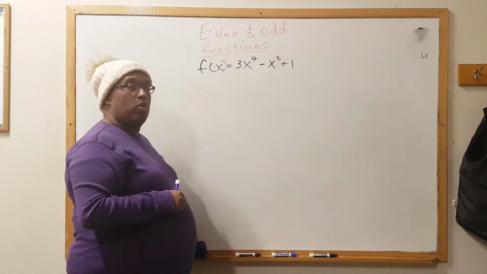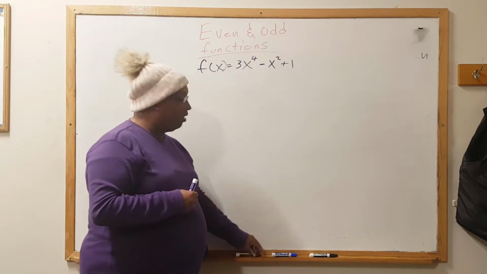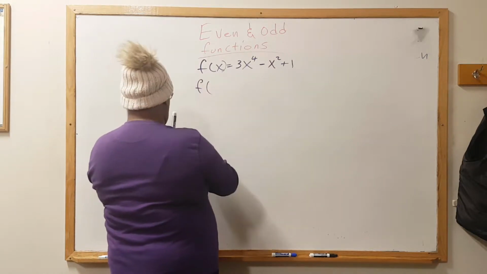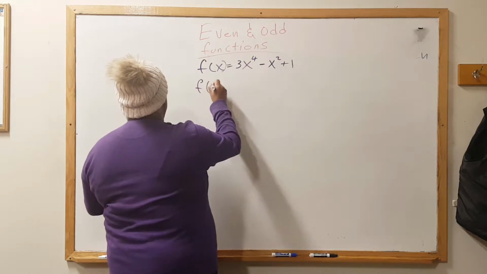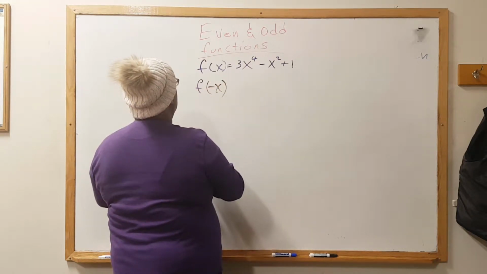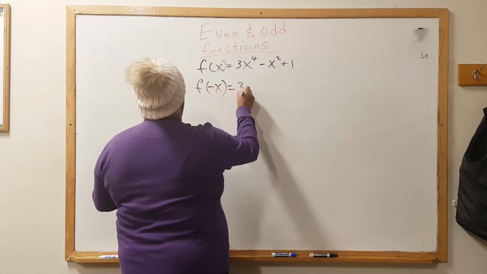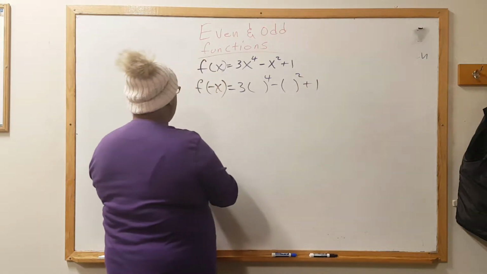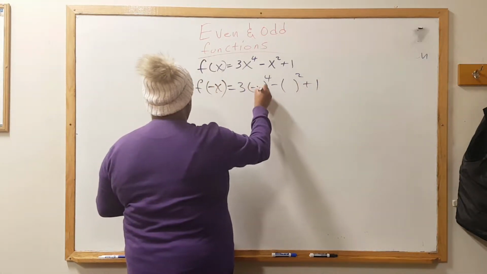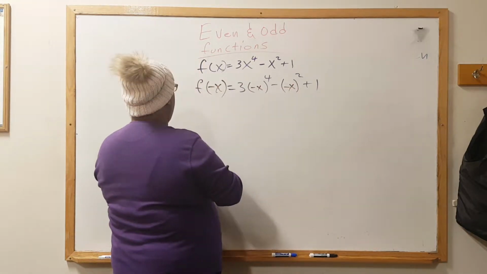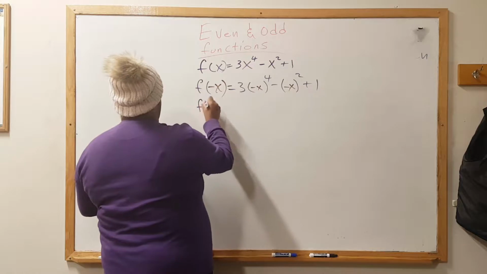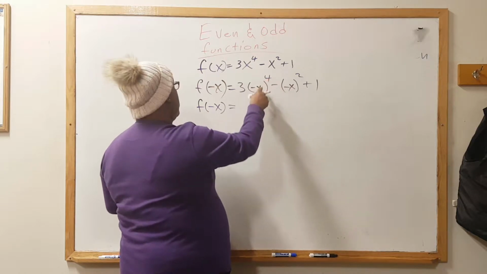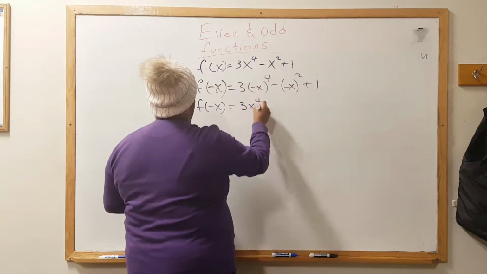So for this problem, we want to input negative x. So f of negative x equals, we input negative x, and when we do that, we get f of negative x equals negative to an even power becomes positive, so this is 3x to the 4th.